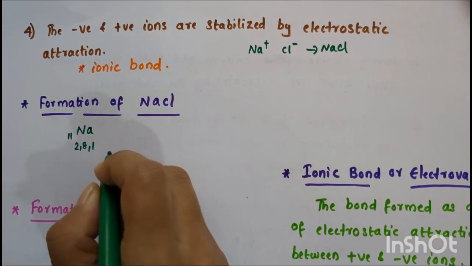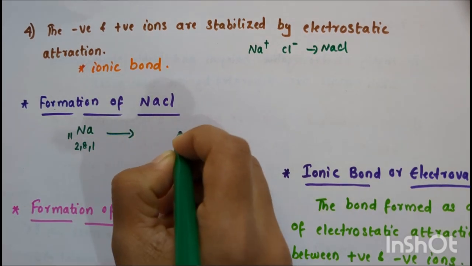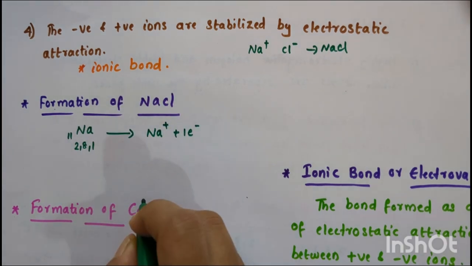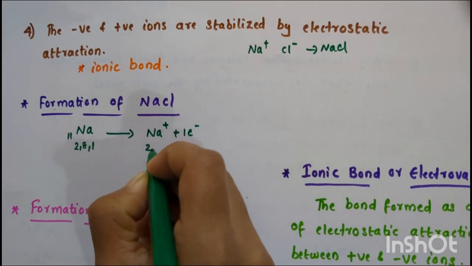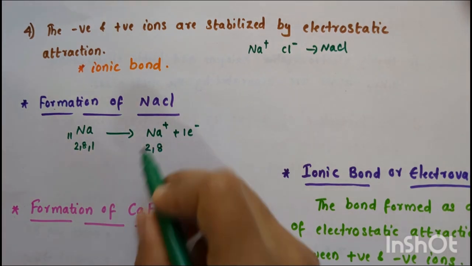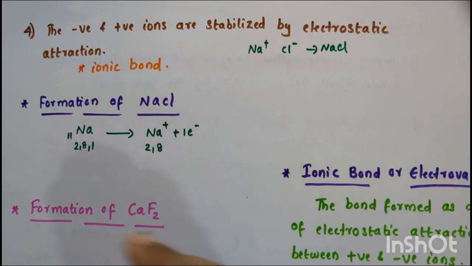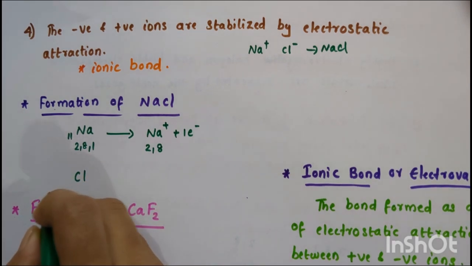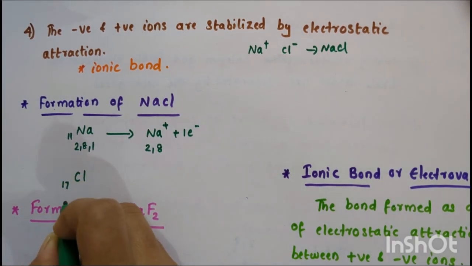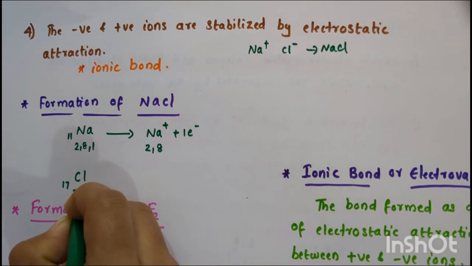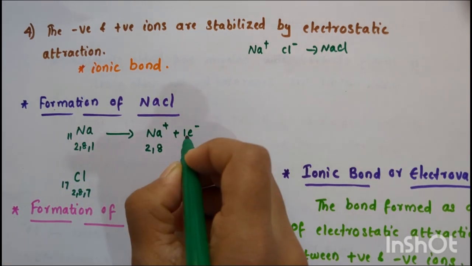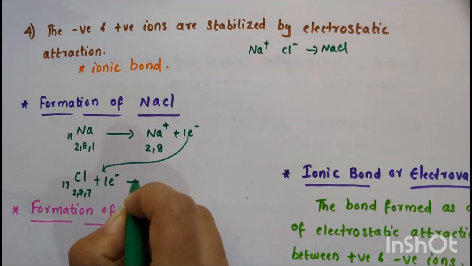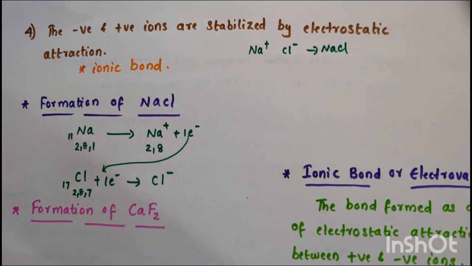So, to achieve a stable electronic configuration, it will lose 1 electron and it will become Na plus ion. This Na plus ion has an electronic configuration 2,8, which is a stable configuration. Now the chlorine atom, which has 17 electrons, atomic number 17, so electronic configuration 2,8,7. This will accept or gain this electron and it will become Cl minus ion.